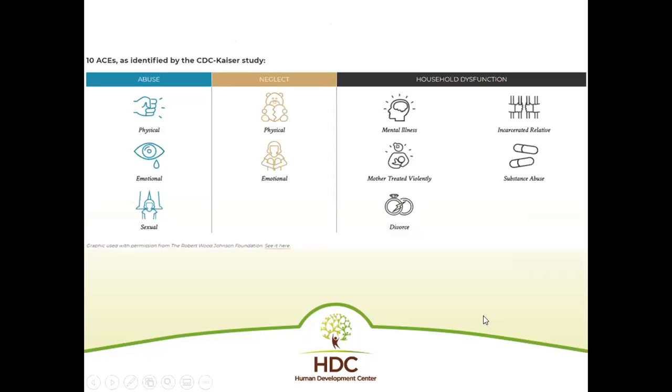And this is just another slide to show the different kinds of ACEs that we have. So physical, emotional, sexual abuse, and then neglect would be physical and emotional neglect, and household dysfunction would be if a family member had mental illness in the household, a mother was treated violently, there was a divorce, if a relative was incarcerated, or if there was a household member that had a substance abuse issue.